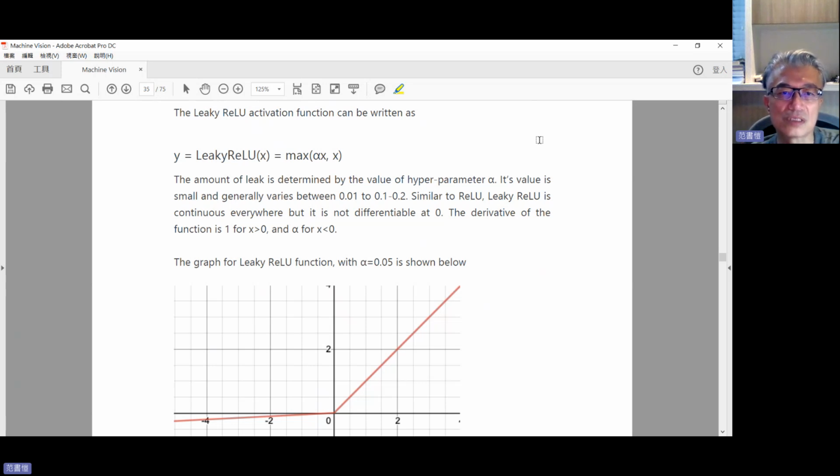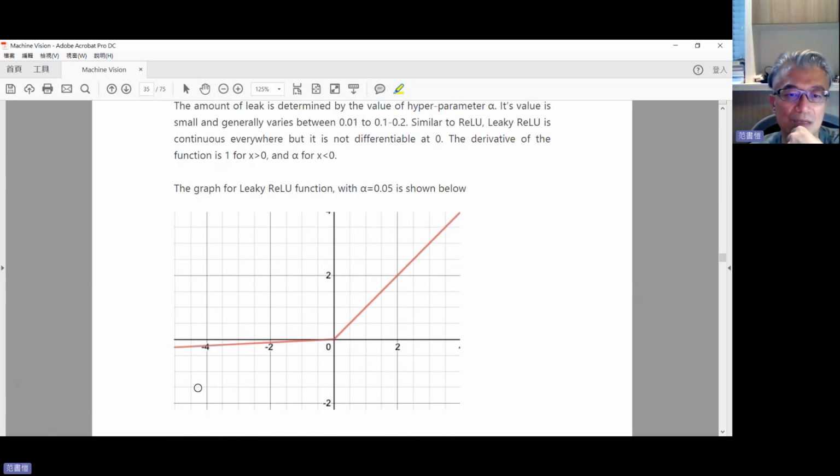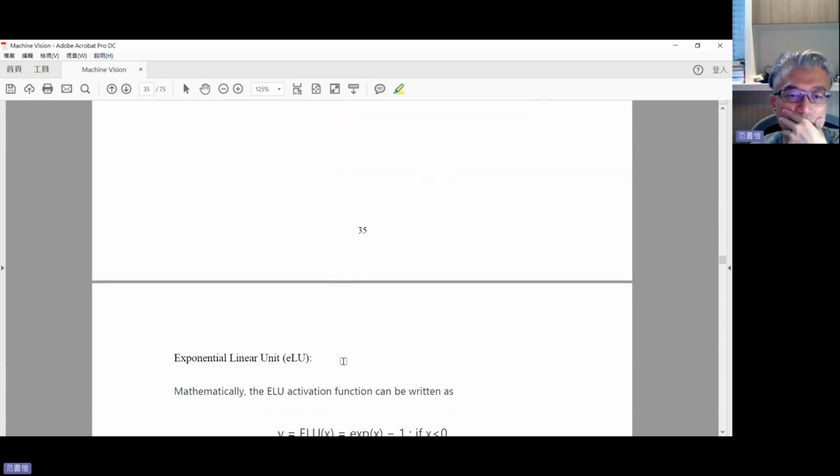The leaky ReLU is continuous everywhere, but at this point it is non-differentiable at 0. Otherwise, the derivative of the function is 1, totally a 45 degree line. And for x smaller than 0, alpha could be quite small, like 0.1. The slope is quite small, close to 0. Okay, so this is called the leaky ReLU.